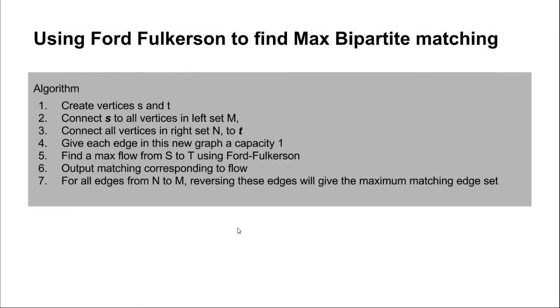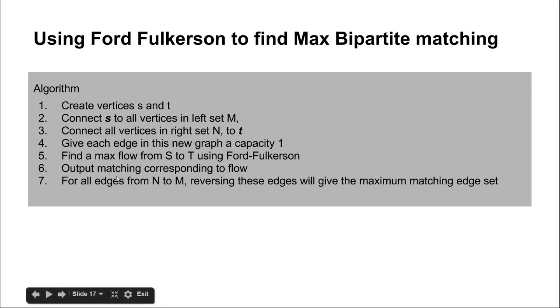Now, using Ford-Fulkerson to find max bipartite matching, the algorithm: create vertices S and T. These are the source and sink vertices. Connect S to all vertices in left set M. These are directed edges from the source to all vertices in left set M. Similarly, connect all vertices in right set N to T. Give each edge in this graph a capacity of 1. Find the max flow from S to T using Ford-Fulkerson. Output the matching corresponding to the flow. For all edges from M to N, reversing these edges will give the maximum matching edge set.